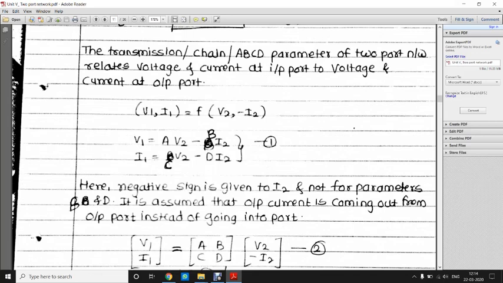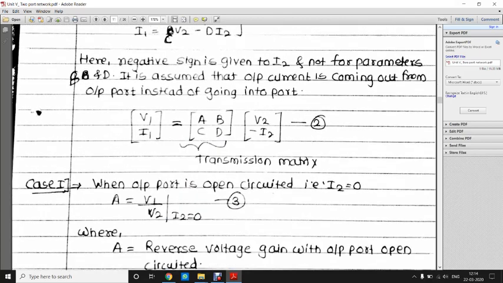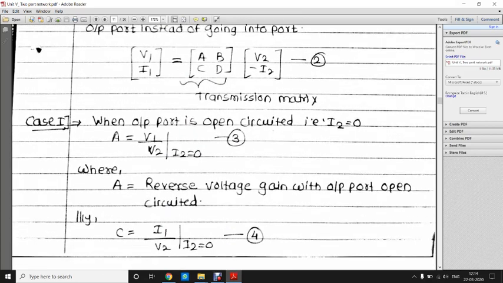So when do we get this A, B, C and D? There are again two cases. If you see equation number 1, if you want the two parameters A and C, you need to put I2 equal to 0. That is, case number 1 is when the output port is open circuited. So when the output port is open circuited, you will get these two parameters A and C. Case number 1: output port open circuited, I2 equal to 0.